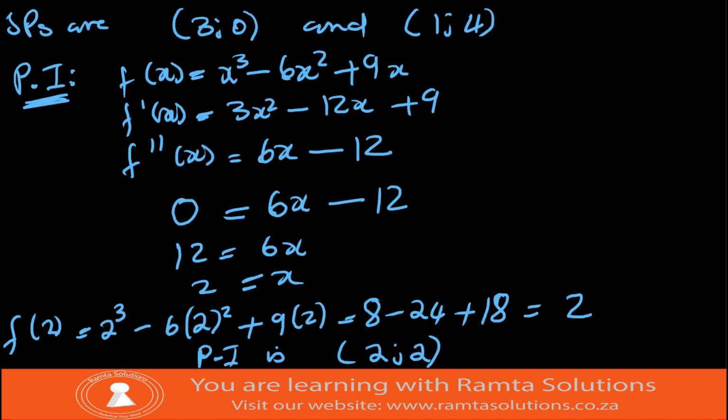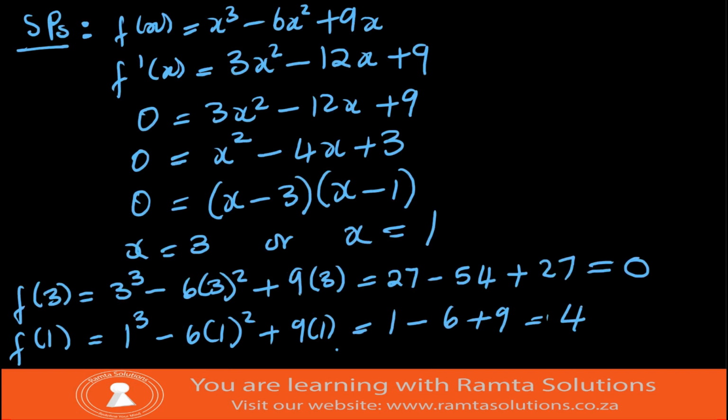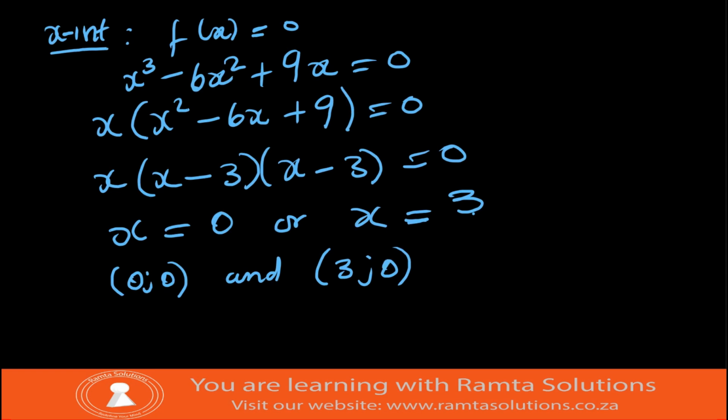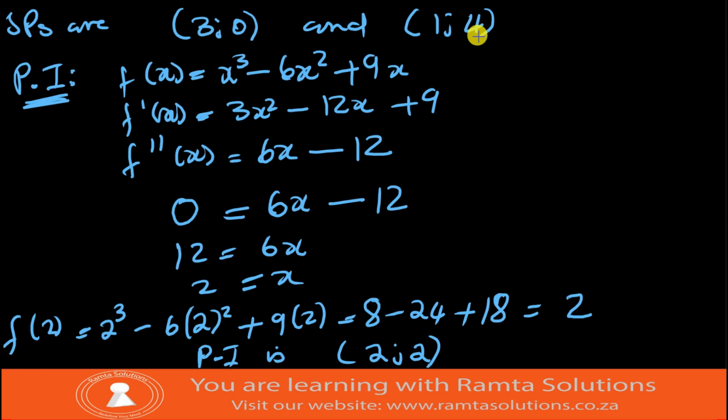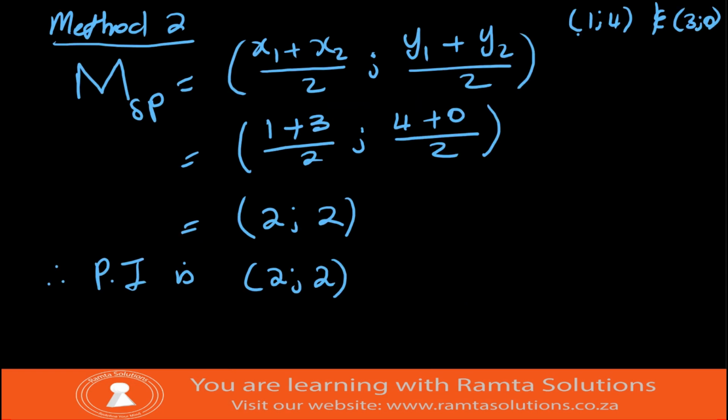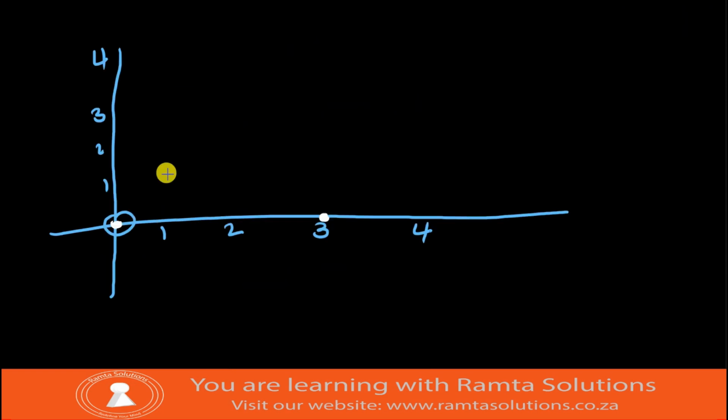Our stationary points were 3 and 0 and 1 and 4. Here it is. Let me do this. This is y. This is x. And then our point of inflection was 2 and 2, somewhere here.